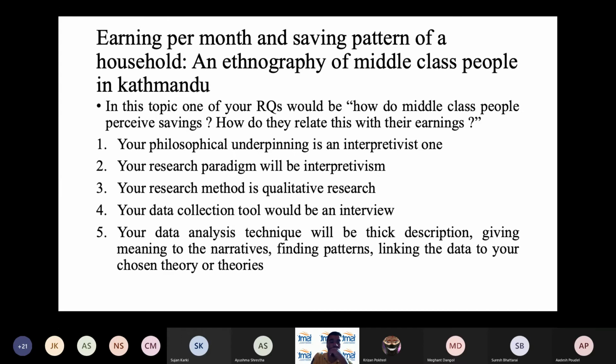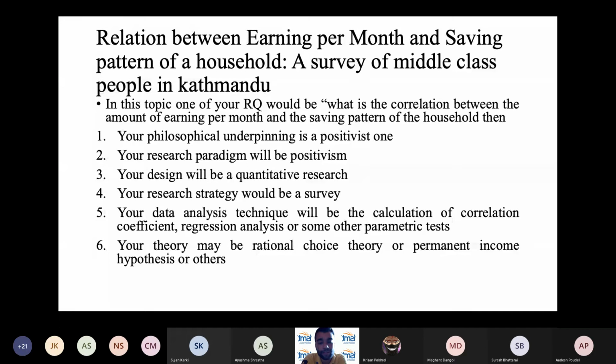Now this is another. Did you understand this example, how that research question is related with the other parts of the research?